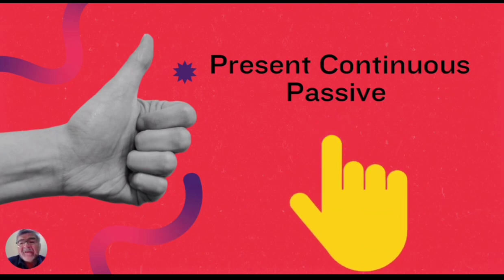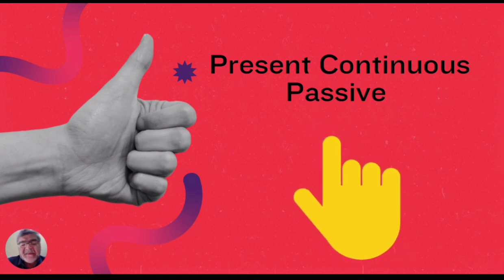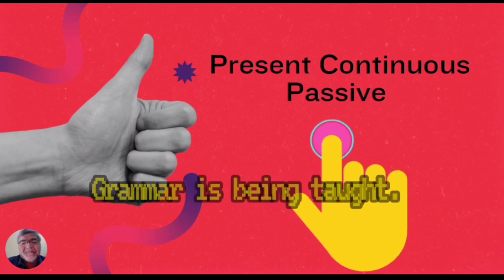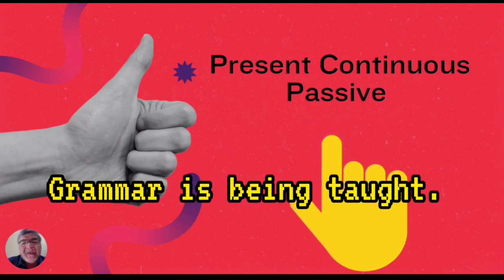Now, we're going to see what the structure of the passive tense is. When you say, for example, grammar is being taught.